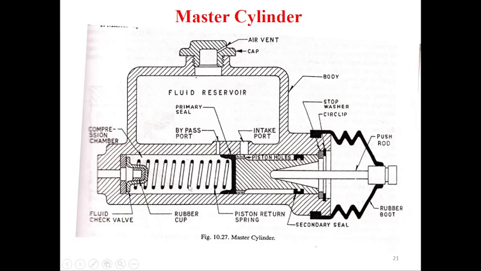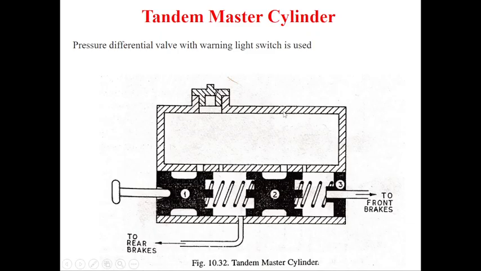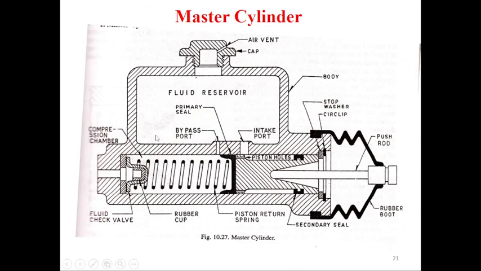This fluid check valve is connected here. This is a piston spring, in the form of the return piston spring. The return piston spring is connected to the secondary seal, which moves with the push rod and the rubber boot of the master cylinder. Also, in the tandem master cylinder, the same working applies, and we apply force just like that.